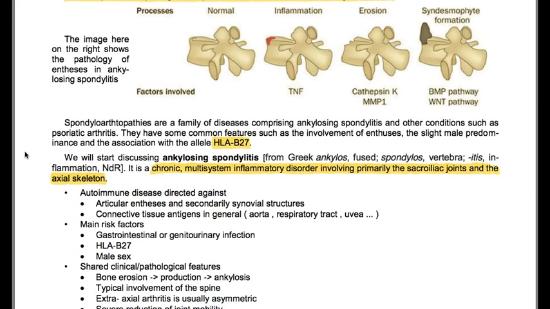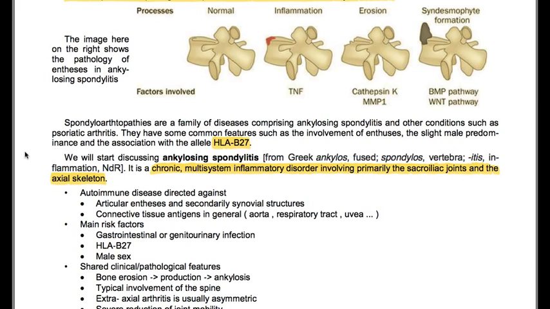Spondyloarthropathies are a family of diseases comprising ankylosing spondylitis and other conditions such as psoriatic arthritis. They have some common features such as the involvement of enthesis, the slight male predominance, and the association with the allele HLA-B27. We'll start discussing ankylosing spondylitis.